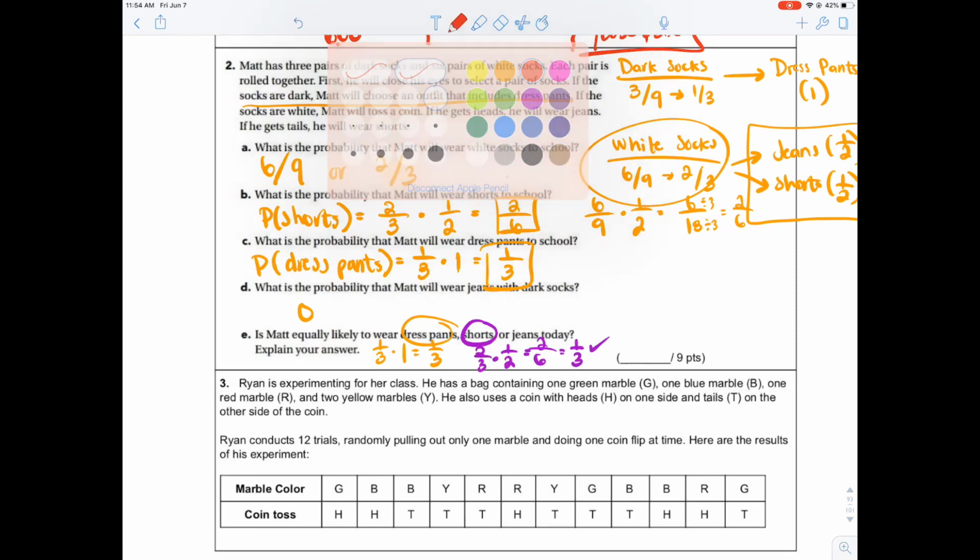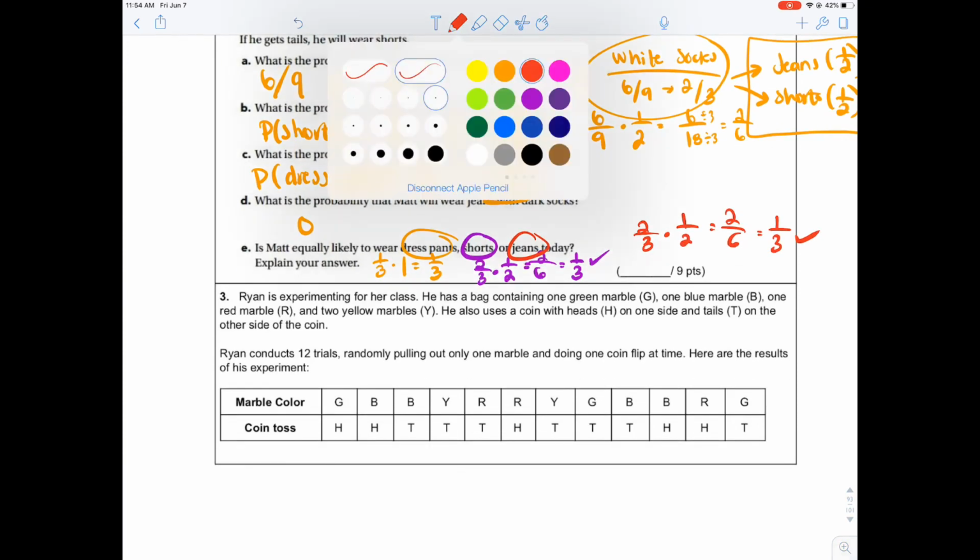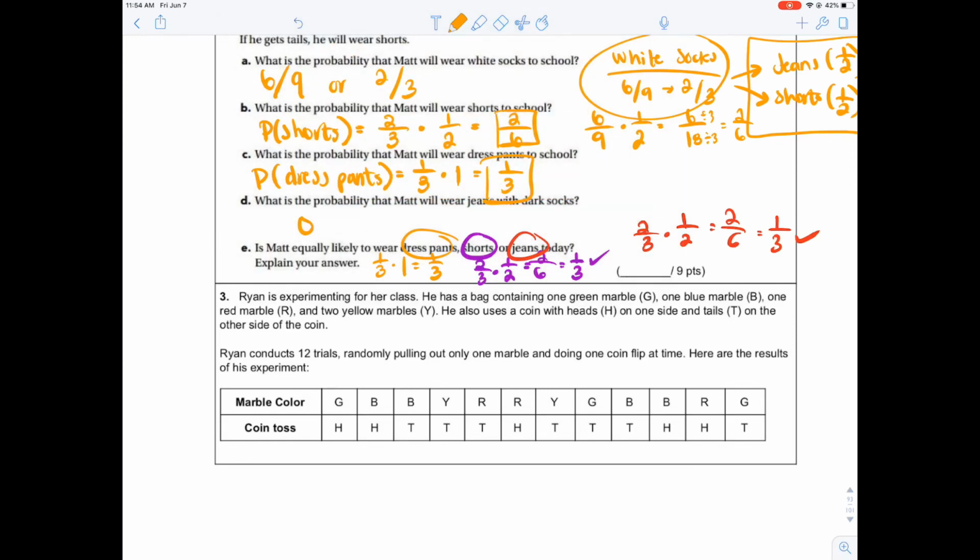Okay, last one we have to check is jeans. Jeans, remember, relies on white socks, so we're going to take 2/3, the probability of that, times the probability of jeans. We get 2/6. Hey, that is 1/3. So yes, he has an equally likely chance of wearing dress pants, shorts, and jeans. Yes, equally likely. Awesome. Cool. Let's keep going.